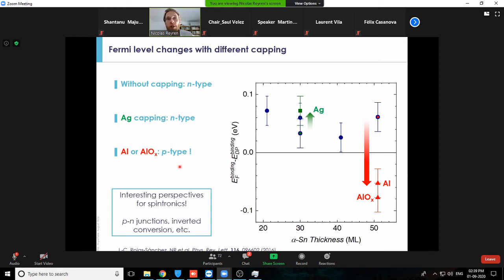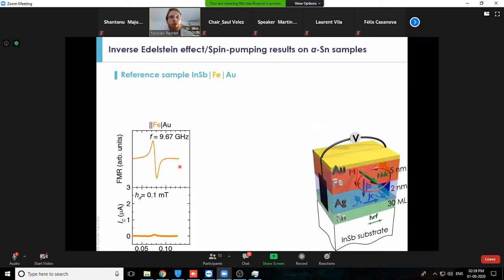So it looks very interesting for spintronics because you could imagine making a p-n junction. You can invert the spin texture, and so you invert in principle the spin to charge conversion, and so on. But okay, so how can we measure this spin to charge conversion?